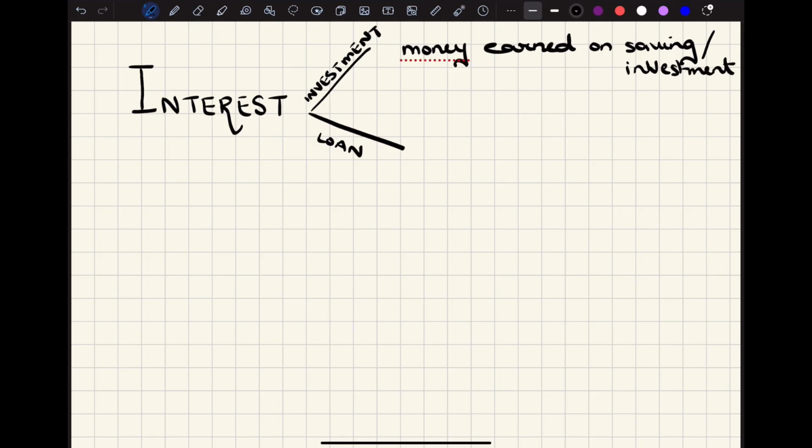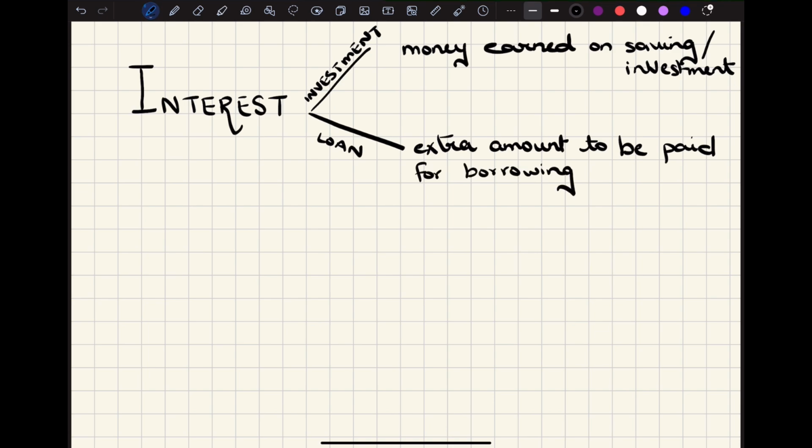While when you take out a loan, it is the extra amount to be paid for borrowing money. Okay, so depending on the question or the scenario given, interest can be earned or it can be paid. I hope you're clear on what interest is.